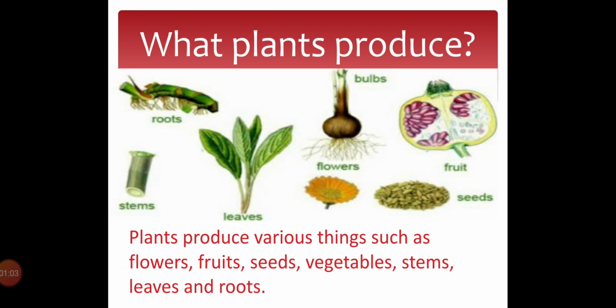Coming towards the products of the plant, what do the plants produce? Plants produce various things such as flowers, fruits, seeds, vegetables, stems, leaves, and roots. And interestingly, all the parts of the plants are edible. That is, you can eat different parts of the plant in one form or the other.